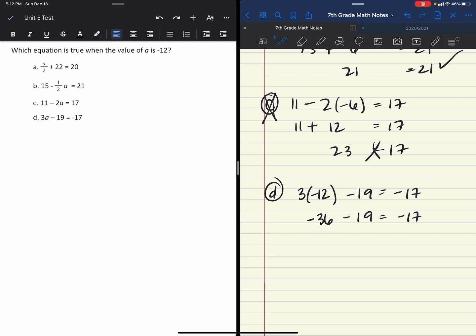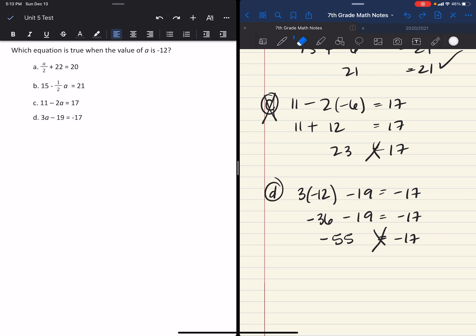Negative 36 minus 19, same signs, add and keep. So I know I'm going to add these two together, and I'm going to keep that negative sign. Mentally, I'm trying to add together 36 plus 19. Well, 19 is really close to 20, so I'm going to add 36 plus 20 is 56, and then just subtract 1, 55. So negative 55 does not equal negative 17. Therefore, D cannot be my answer.